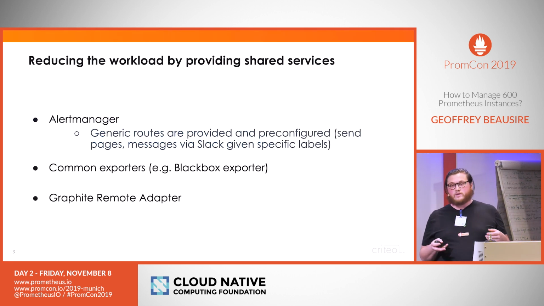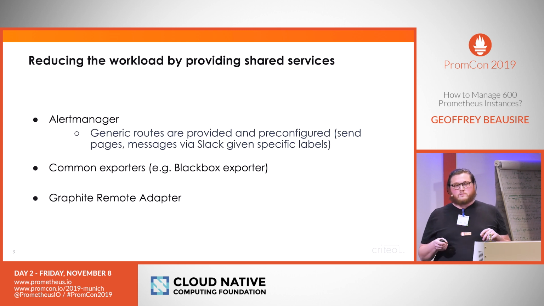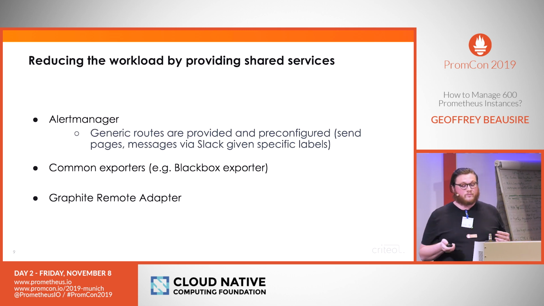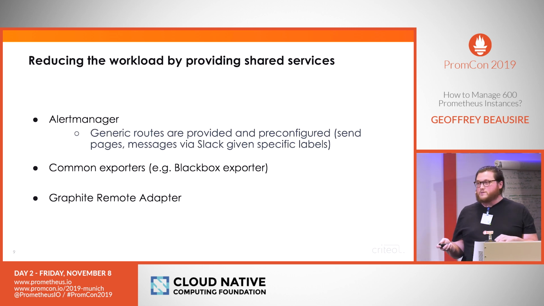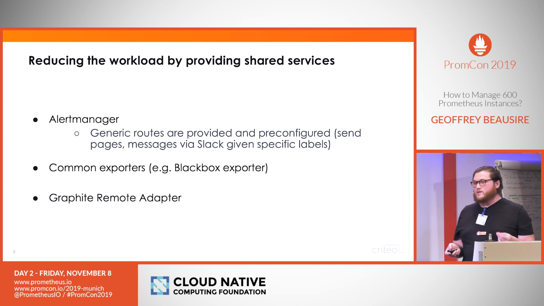So you can reduce the workload by providing shared services. So we provide 1 Alertmanager. You can ask for 1 dedicated for you if you have special needs. And we use generic routes that will route the alerts depending on the labels given by Prometheus. So basically, we almost never touch the Alertmanager configuration. We have common exporters like the blackbox exporter that are shared, that everybody can use. If you need a special exporter or special configuration, you can build your own, and it's very easy because everything is ready for it. And we have the Graphite remote adapter that receives metrics from Prometheus and passes them inside Graphite.